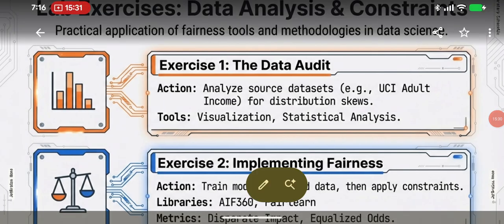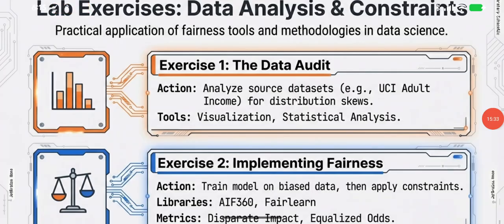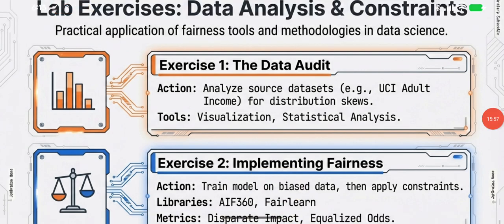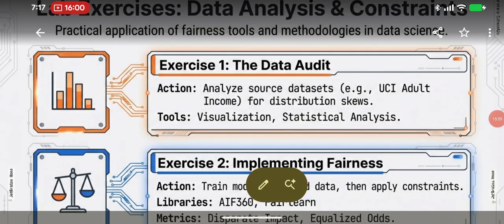So to do a lab exercise, as I mentioned at the start of the session, I shared the agents. So in n8n kind of platform or any other platform, you create the agents and you give the sample questions and test it. Okay. So the first exercise, do the data audit, analyze different source data sets for distribution skews, and one can do the visualization in the form of box plots or statistical analysis by drawing the charts.